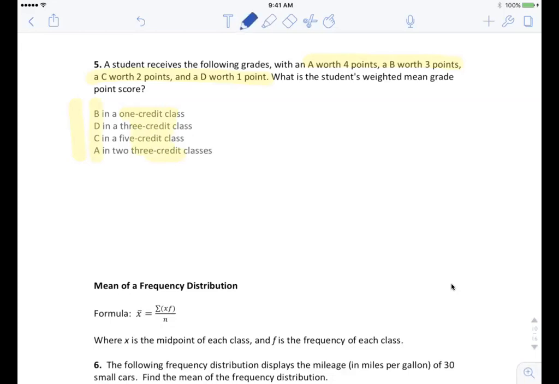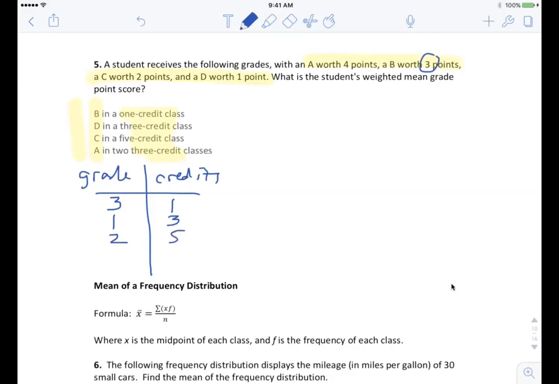If I'm going to set up my little table on this one, I'm going to do grade and then credits for the weights. So we have a B in a 1 credit class. A B is worth 3 points, so the grade is actually a 3 and the credit is 1. A D and a 3. A D is worth 1 point and it's 3 credits.